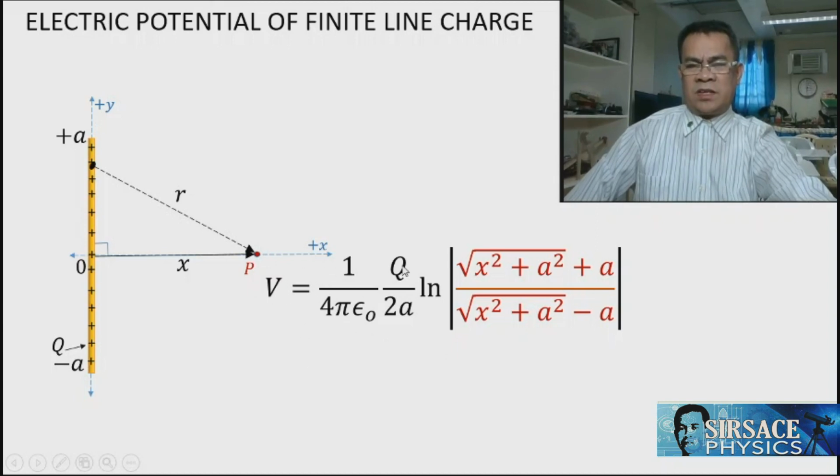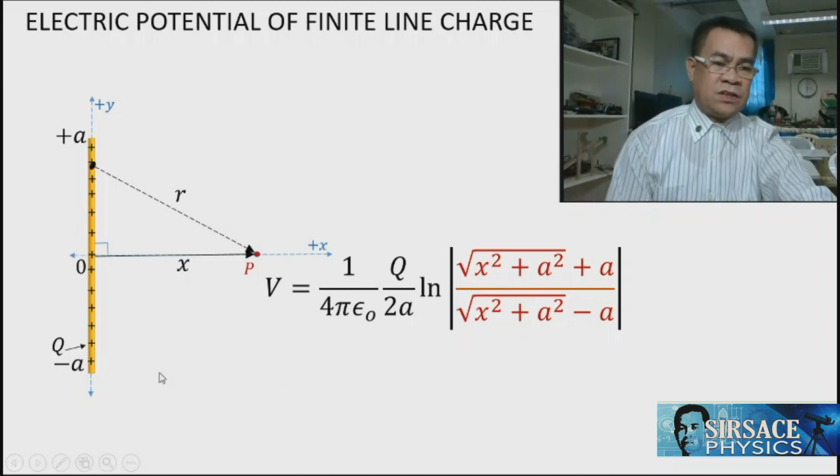Now, if this charge is positive, then your potential is positive. So, I think we answered the question: what is the potential of a finite line charge?